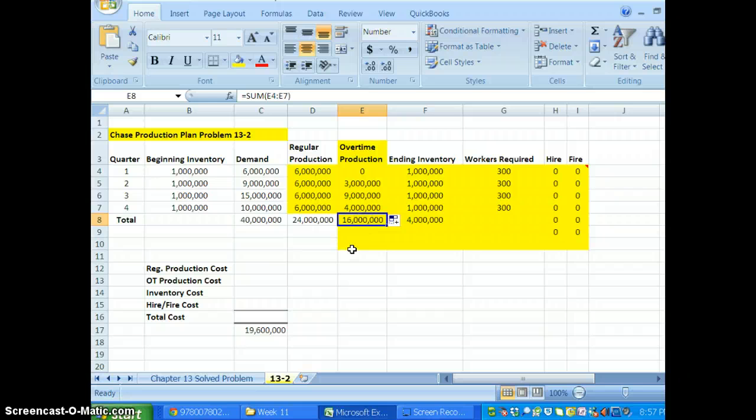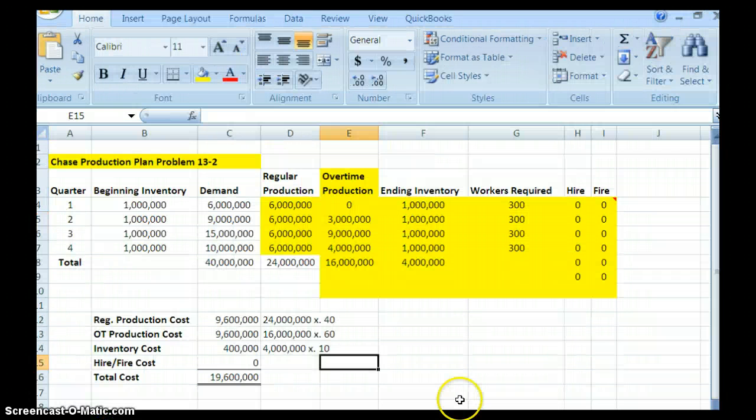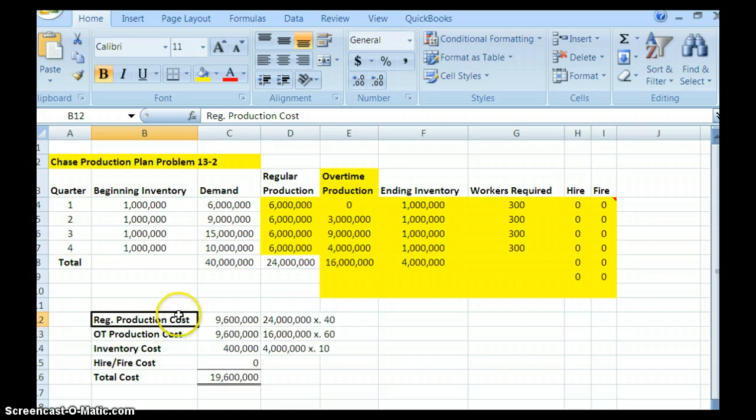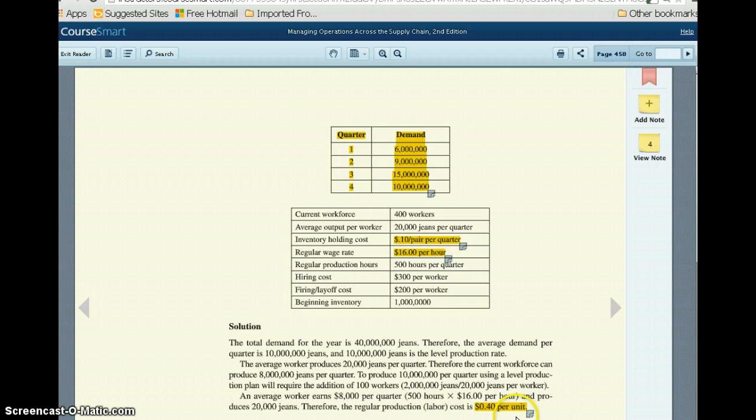So now that we have our production numbers from the table, we can compute the actual costs. First we want to calculate regular production cost, and the way we do that is the number of pairs of jeans produced by regular production times the 40 cents per pair that the problem information gave us, which gives us a regular production cost of 9,600,000. And just for reference, that 40 cents per unit came from the Neal Industries information from the solved problem. That's where that figure is coming from.